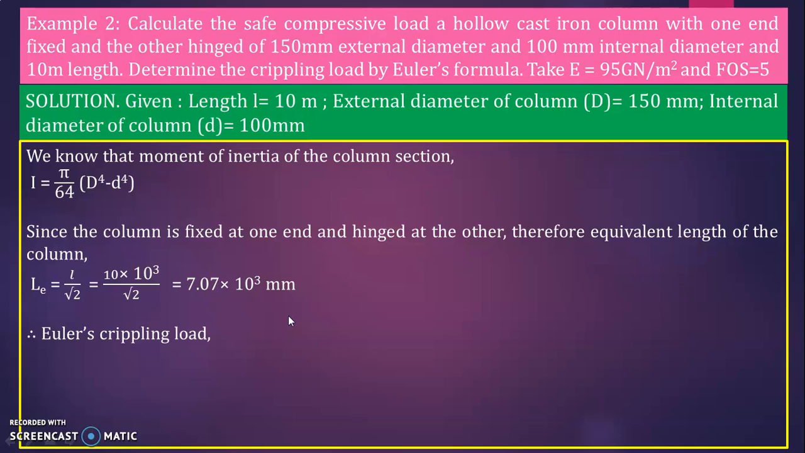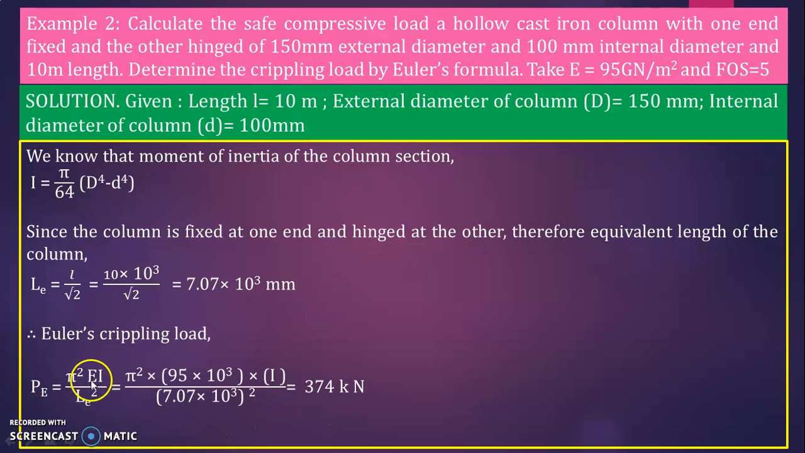Then you can use the Euler's crippling load, that is PE is equal to pi square EI divided by LE square. Pi square, E is 95 into 10 raised to 3, I convert into millimeter, into I is this value, substitute the value and write here, divided by LE, L is 7.07 into 10 raised to 3 square. You get 374 kilonewton. This is Euler's crippling load.